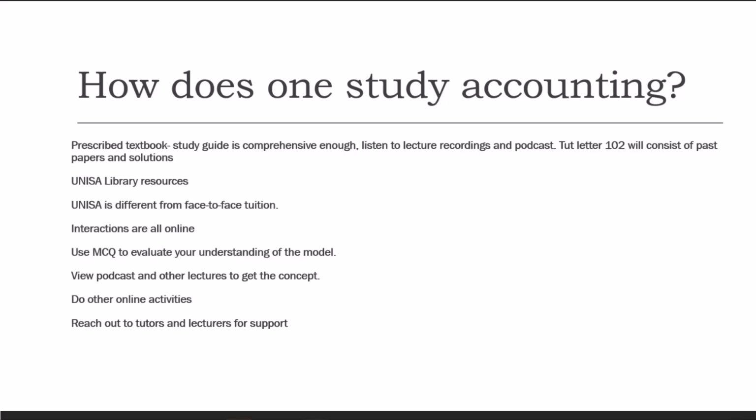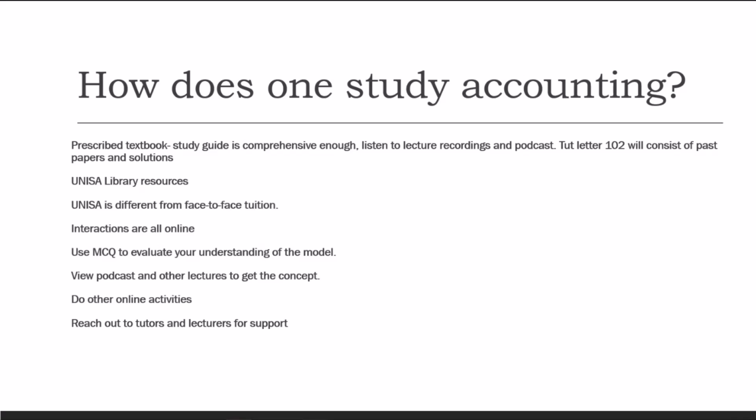As you know, UNISA is not face-to-face like your colleagues at UJ or at Wits. It's all online, so you should be very adaptable and be able to use your lecturers, your facilitators, your tutors to your advantage. Send them meeting requests, send them emails, let them clarify things, that would all help. A lot of interactions are happening online, so it's very important for you to know how to interact online as well.